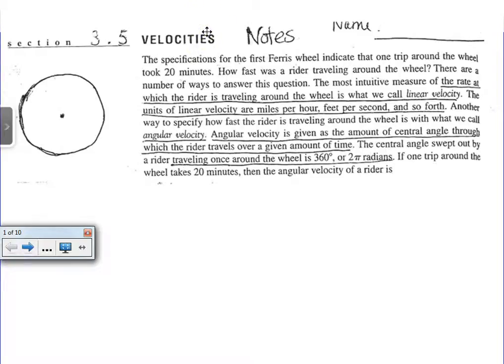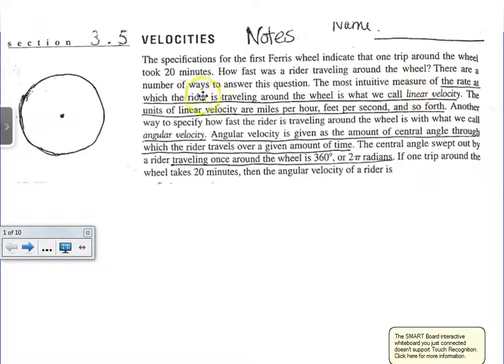Our lesson on 3.5 for our Trig class is going to talk about velocities. There are two different types of velocities that we're going to talk about. One is called linear velocity and one is called angular velocity. So, I'm just going to skim through this paragraph.